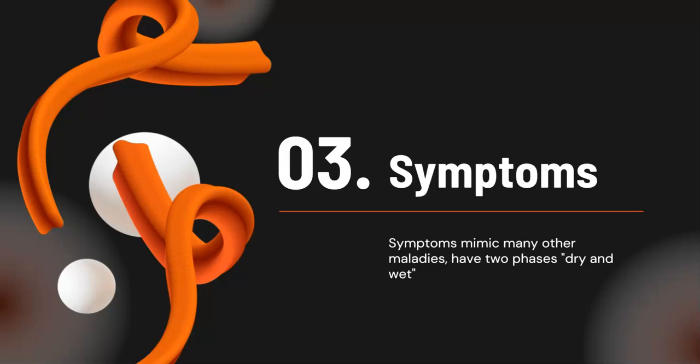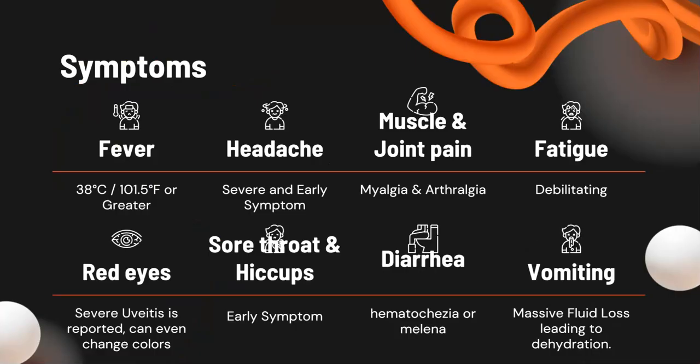There are two phases of Ebola, considered the dry and the wet phase. The dry phase is a fever, headache, muscle and joint pain, fatigue, red eyes, sore throat, and then the wet phase starts, which includes diarrhea, vomiting, and people can lose as much as 10 liters of fluid a day. So this is a very, very deadly disease just based on volume loss alone.